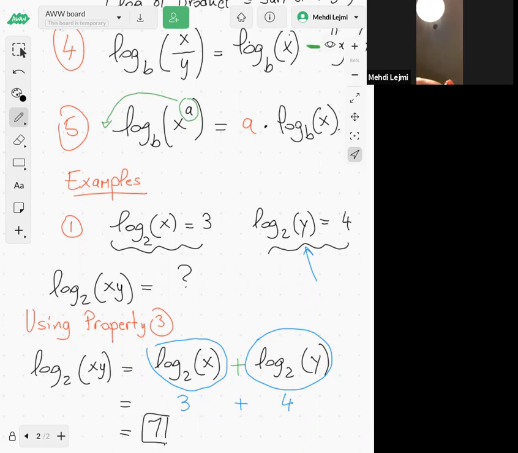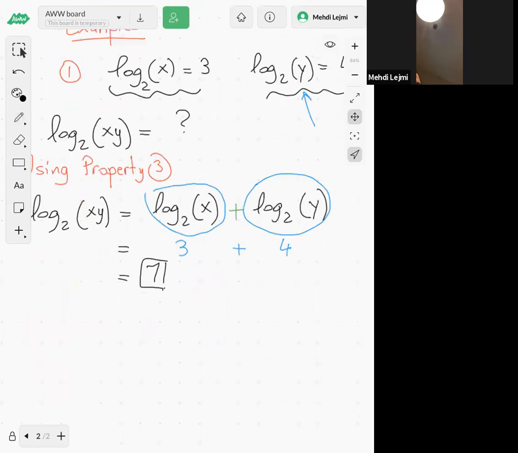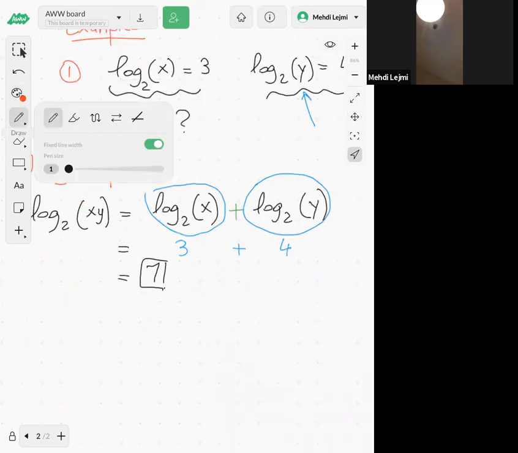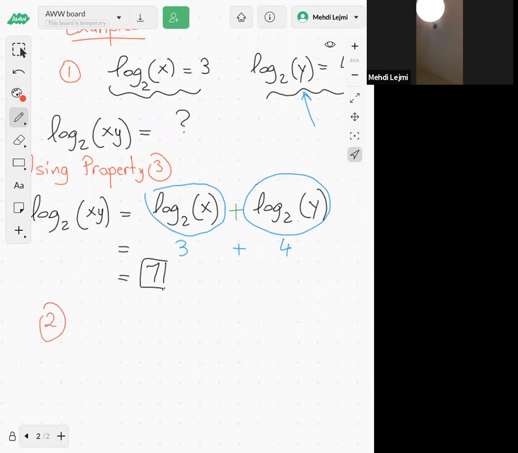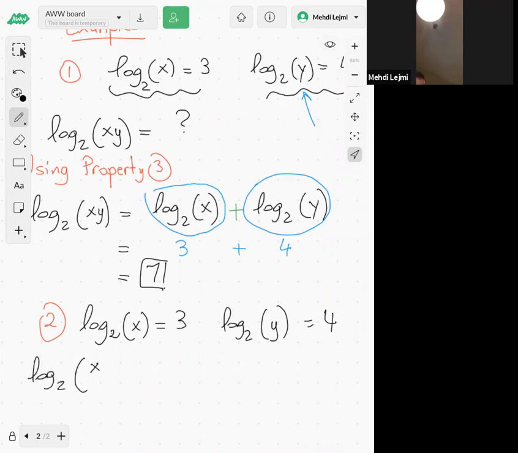Okay, one more example, another example. Let's say log in base 2 of x is again 3, and log in base 2 of y is let's say 4 again, and you want to find log in base 2 of x over y.